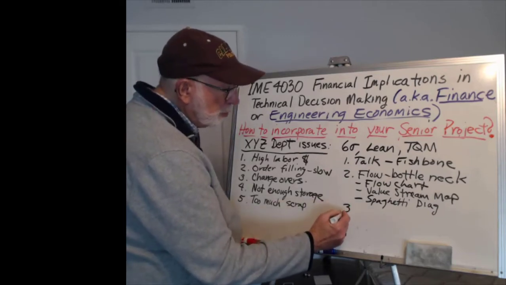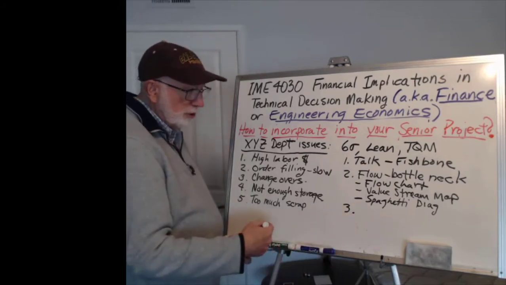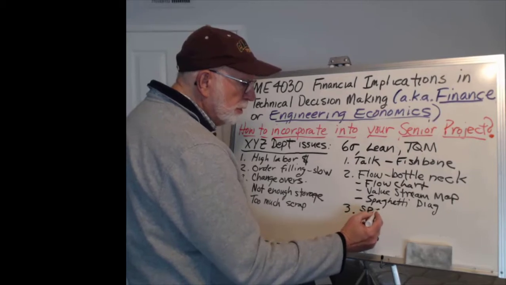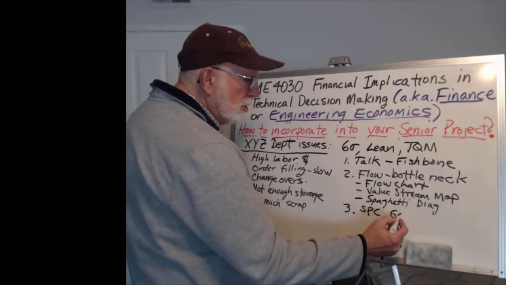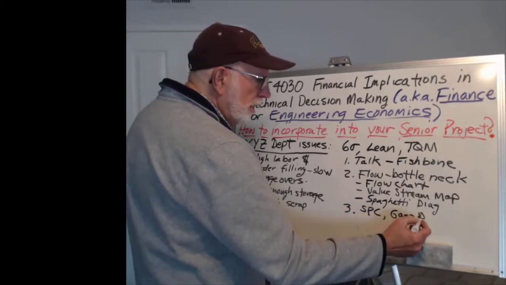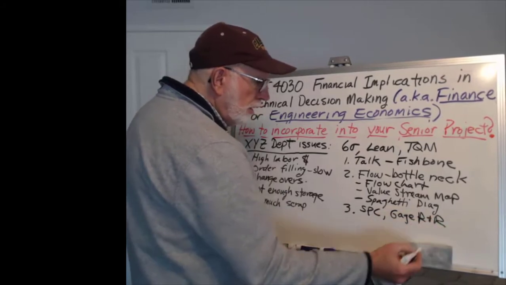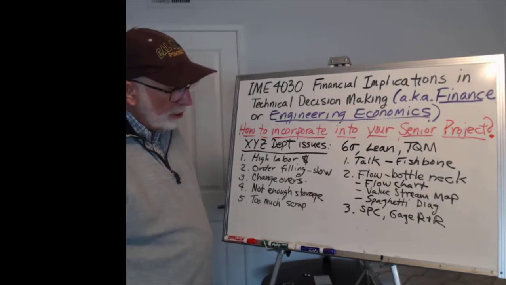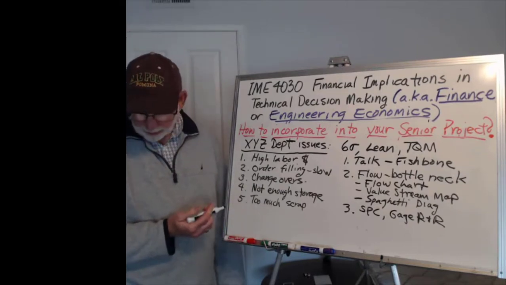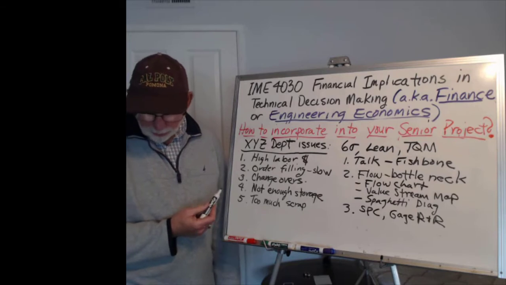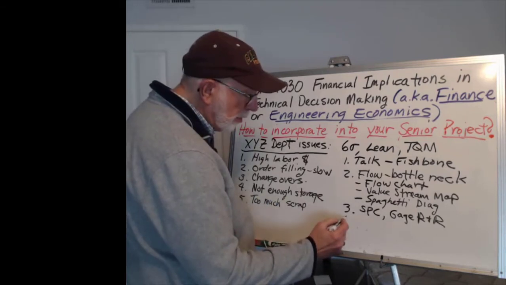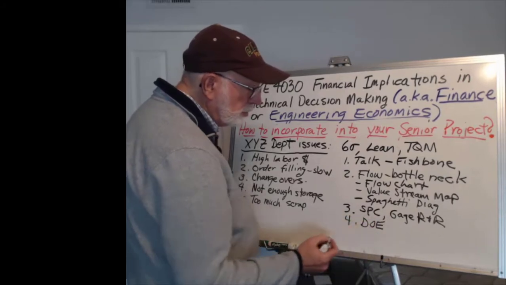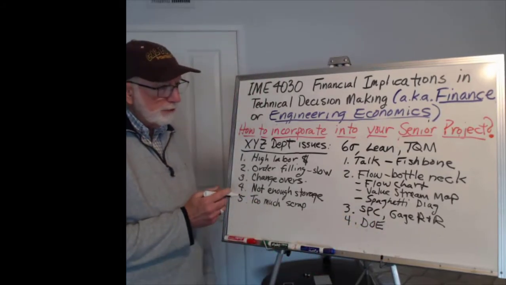Then some other things you might do is, with regard to the scrap problem, you might be able to implement SPC, do gauge R&R studies, and there you're looking to see if you're capable of producing things within specifications and if you're capable of measuring properly. And then you can do other things like design of experiments if you want to. And there's just a lot of different things that you can do to try and identify your problems.